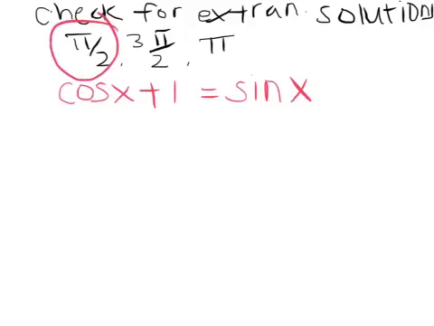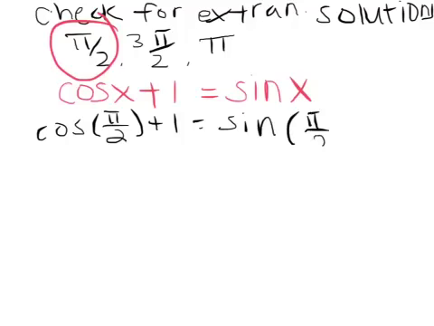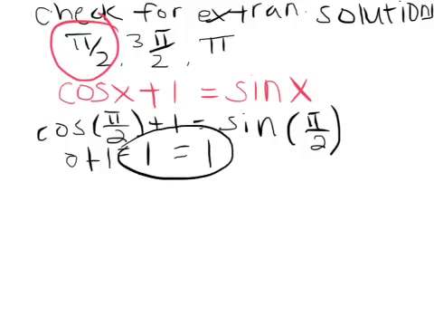It's going to be cosine of pi divided by 2 plus 1 equals sine of pi divided by 2. So cosine of pi divided by 2 is 0. Then we add 1, which gives us 1. And sine of pi divided by 2 is 1. So because they equal each other, we know that this is a solution. So that's good. So let's check the next one.